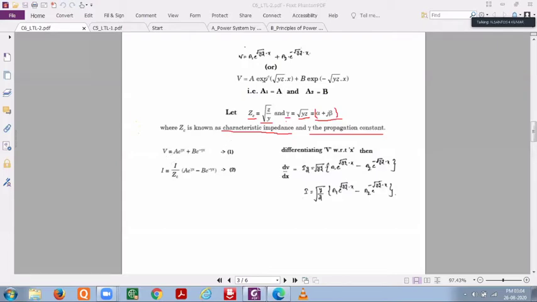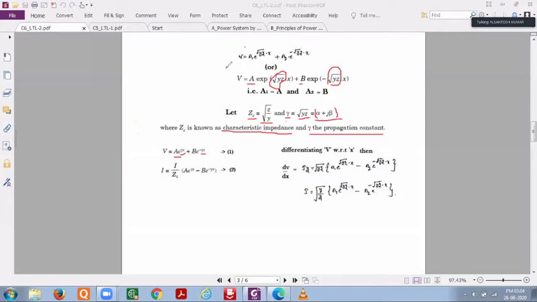So if I replace those terms in your equation, V equal to A exponent e, and what is this root YZ, which is gamma? So I'm writing here gamma x, right? Plus B exponent minus, what is this again? Gamma. So minus gamma x. The gamma x is not that clear, but it is minus gamma x. We are replacing these terms with gamma and Zc.